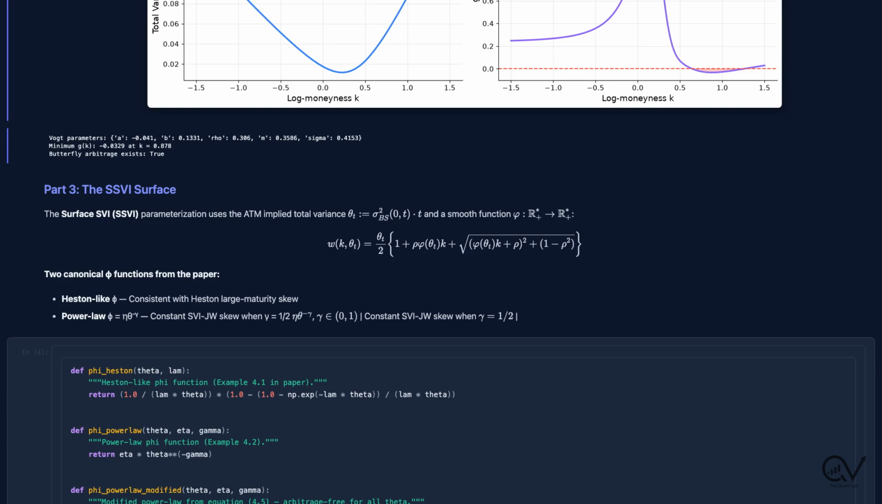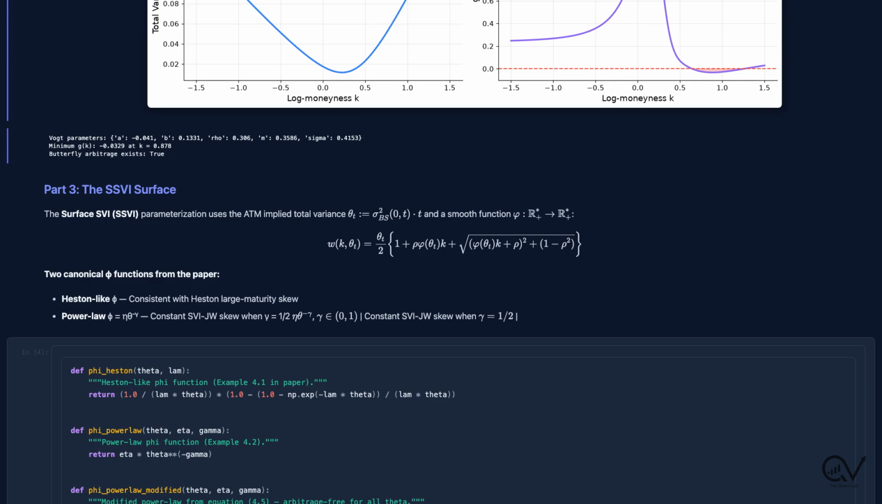The function phi of theta controls how the wings of the smile scale with the ATM variance. Think of it as the slope function. It determines how steeply the smile tilts as the ATM variance changes. The Heston-like phi reproduces exactly the behavior of the Heston model's ATM skew at large maturities, which is the theoretical motivation for SSVI.